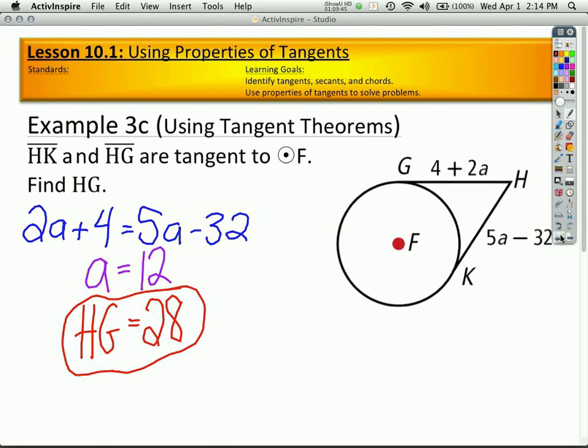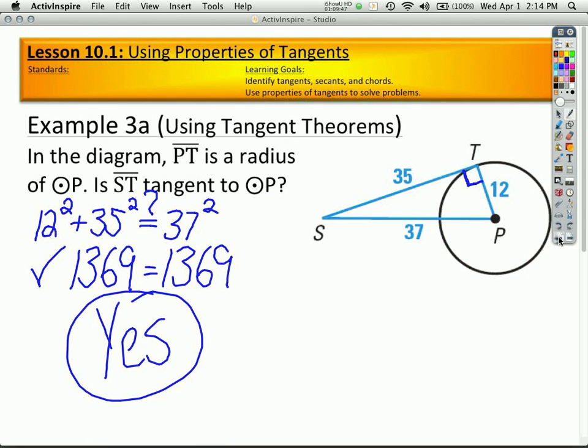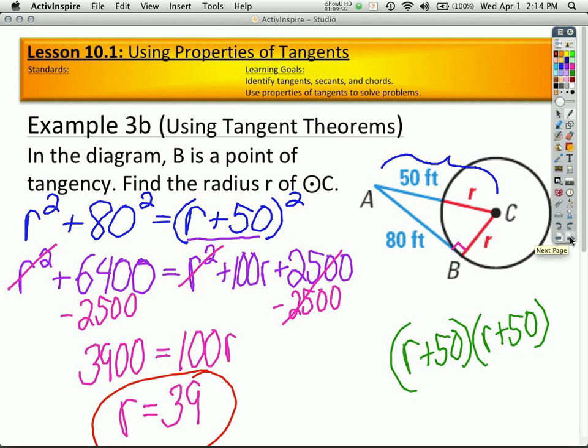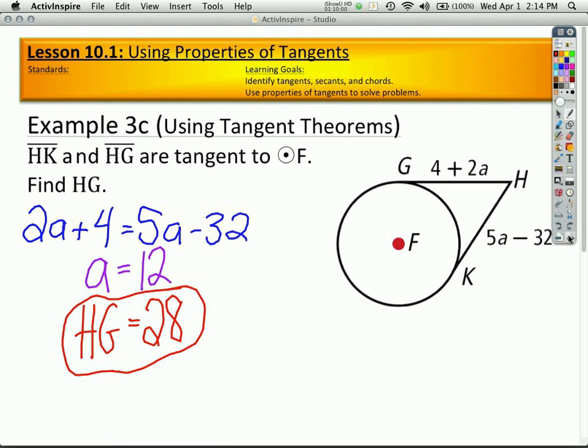So we saw 3 different applications of 2 theorems. We were able to use the converse of the Pythagorean theorem coupled with the tangent theorem. We were able to use the Pythagorean theorem again coupled with the tangent theorem. And then we were able to use the tangent segments theorem to set 2 segments congruent to each other and find the distance. Any questions?